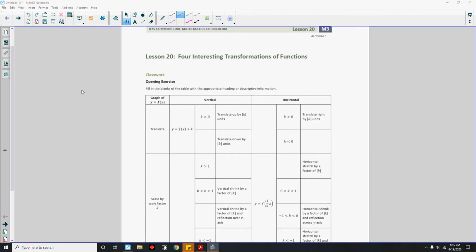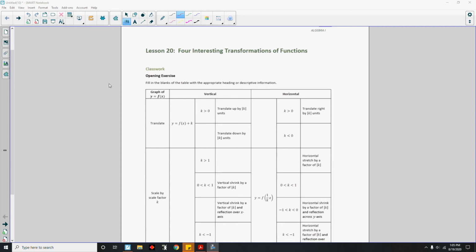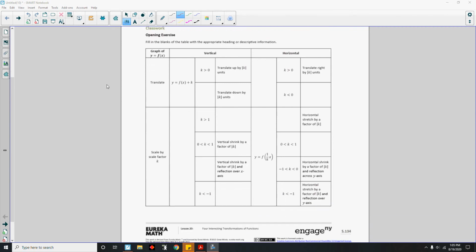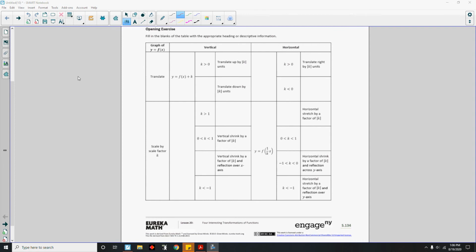Okay, welcome to Lesson 20. Again, 4 interesting transformations of functions. Okay, classwork opening exercise. Fill in the blanks of the table with the appropriate heading or descriptive information. So we have the graph of y equals f of x.